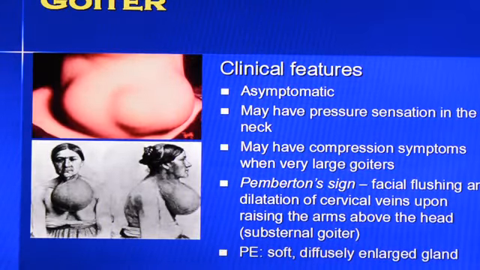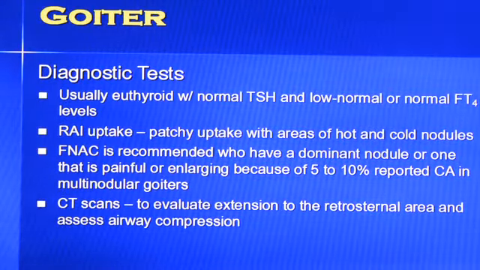Clinically, they are asymptomatic. I'm sure you've seen a lot of people with an enlarged anterior neck mass who are asymptomatic and they go around in their daily activities. These are usually a soft, diffusely enlarged thyroid gland. Diagnostically, they are usually euthyroid with normal TSH and low normal or normal free T4 levels.